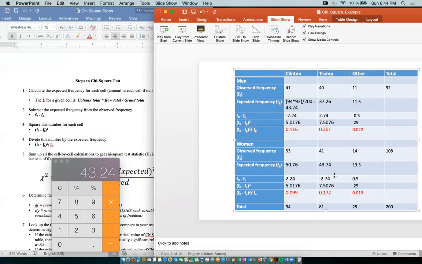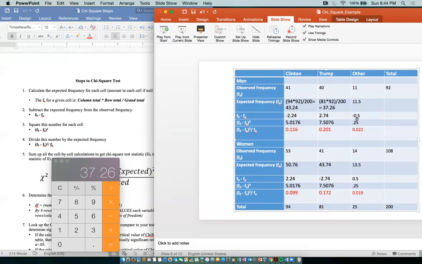Let's look at this for men who voted for Trump. So we're going to start by identifying our column total. That here is 81. We had 81 people who voted for Trump. We again have 92 men in the sample, and that is going to be divided by our grand total of 200. So keep in mind, for every single cell we're doing this calculation, the denominator is always going to be the same. The denominator is always going to be this grand total of 200. So I'll calculate it here, 81 times 92, divided by 200, 37.26.